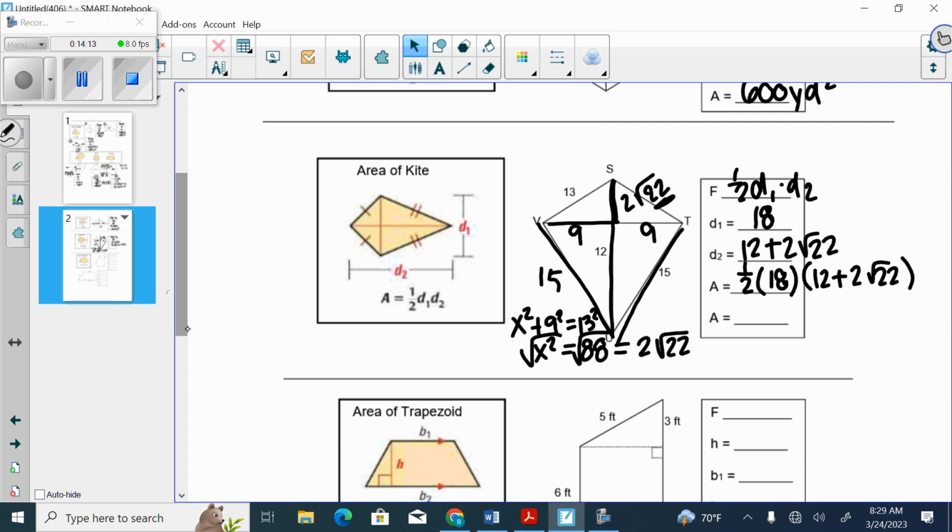So you first have 9 times 12, which is 108, plus 9 times 2, which is 18. So this will become 18 square root of 22. And they didn't give us units here, so just units squared.